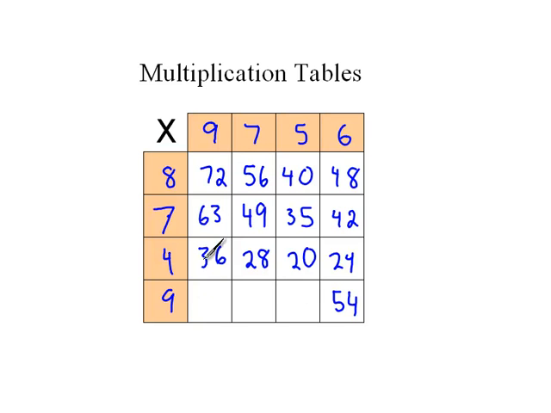Finally, in the last row, I've got 9 times 9, which is 81. 9 times 7 is 63. 9 times 5 is 45. So again, this is something you can use to practice your basic facts.